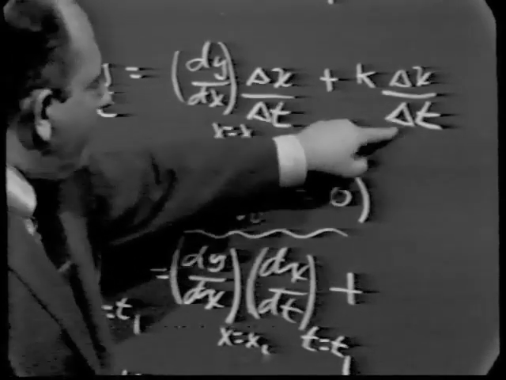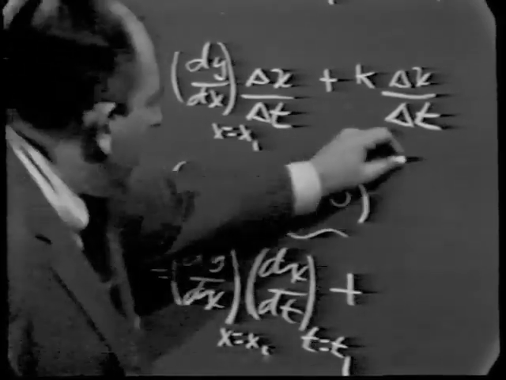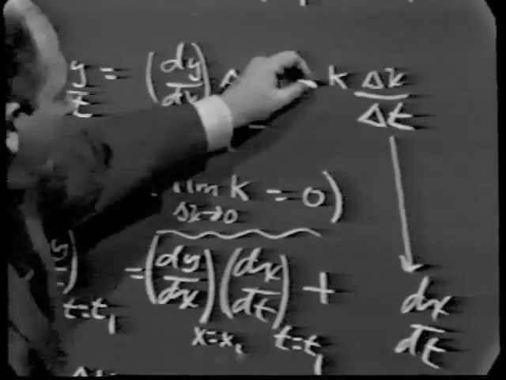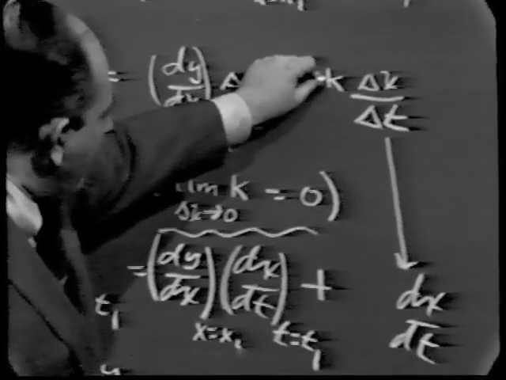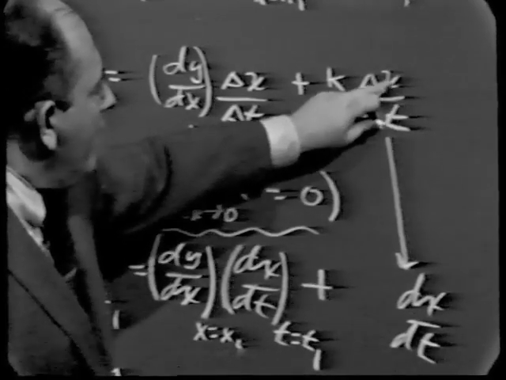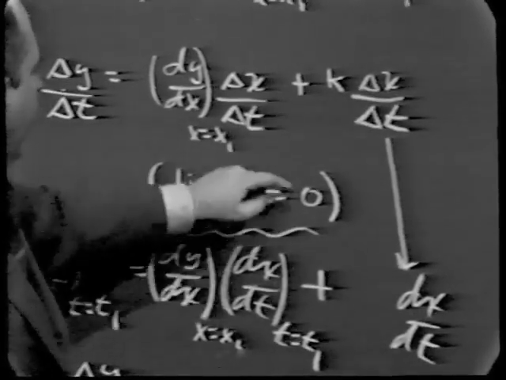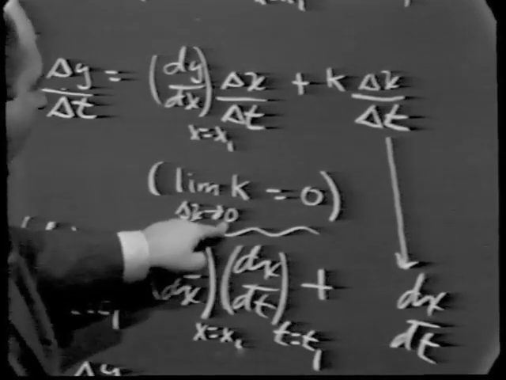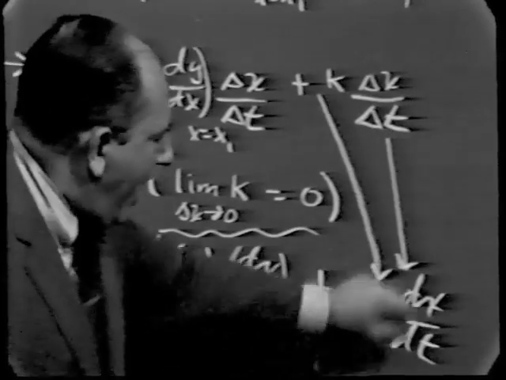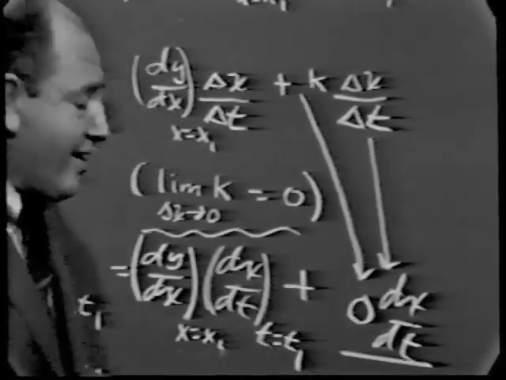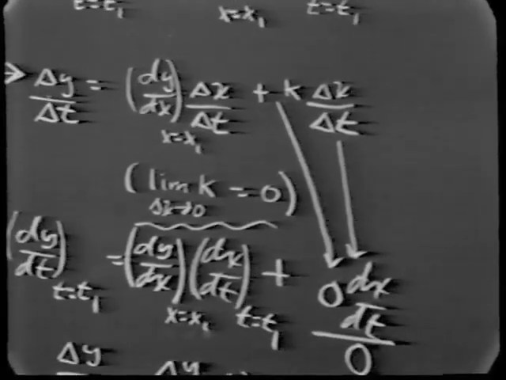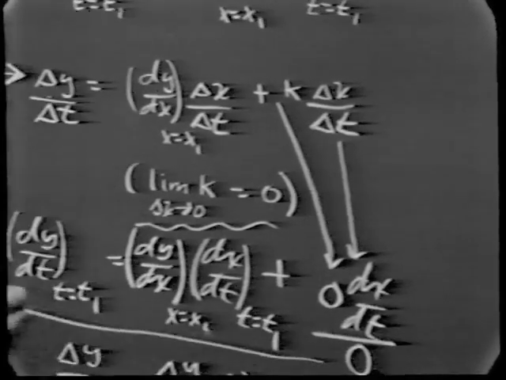We take the limit of this term as delta t approaches 0. We observe that this becomes dx/dt. And the limit of k as delta t approaches 0, well, as delta t approaches 0, the fact that x is a differentiable function of t means that delta x approaches 0. And since the limit of k as delta x approaches 0 is 0, this term becomes 0. 0 times any finite number is 0. That means that this term here in the limit becomes 0, and we're left with the desired result.